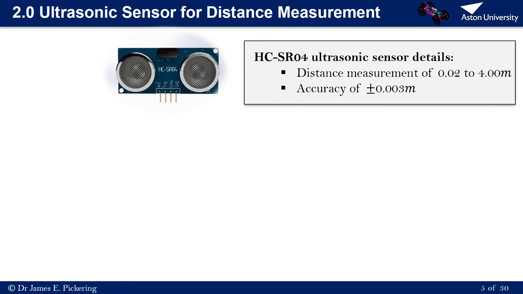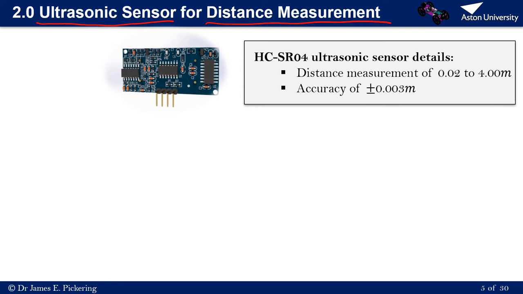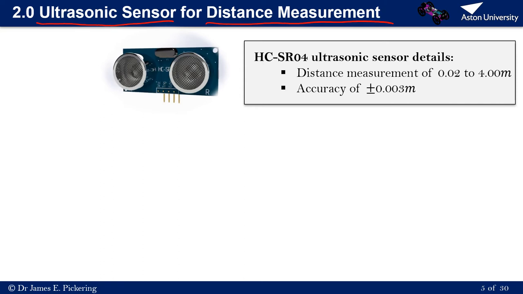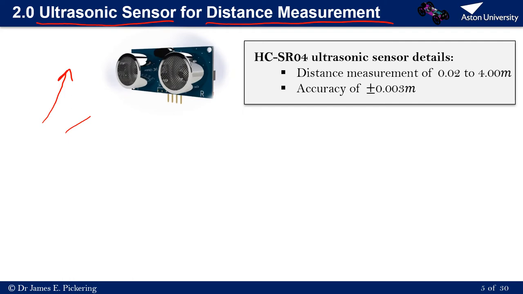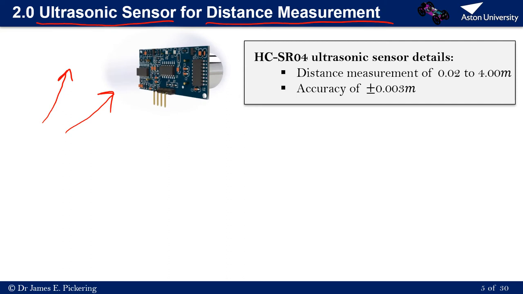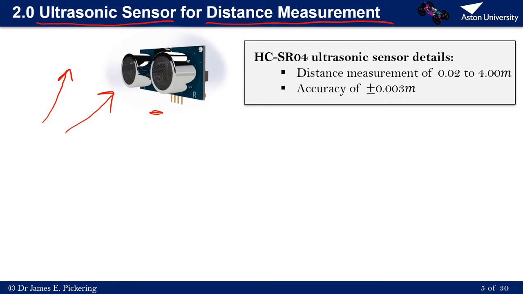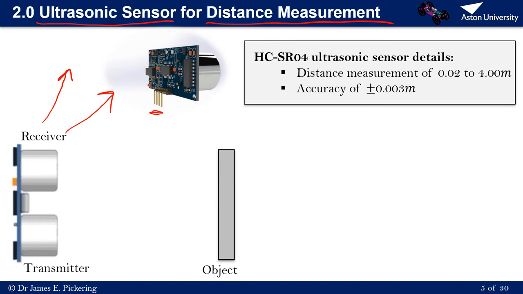So what I'm going to detail now is the ultrasonic sensor for distance measurement. The sensor we're going to use is this HC-SR04 ultrasonic sensor. The sensor is located at the front of the car, as you can see here. It looks like two eyes, and it's located within this bracket. You can see here a CAD diagram of the ultrasonic sensor that we're using. You'll notice it's got four pins down here. These are for the voltage, the ground, and then a trig and an echo pin. I'll talk more about those in a little while.